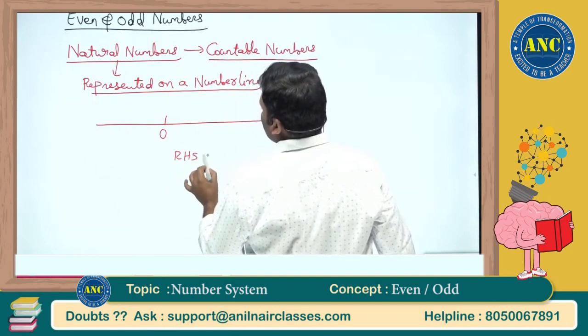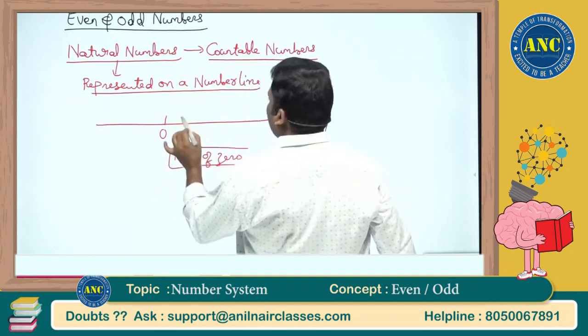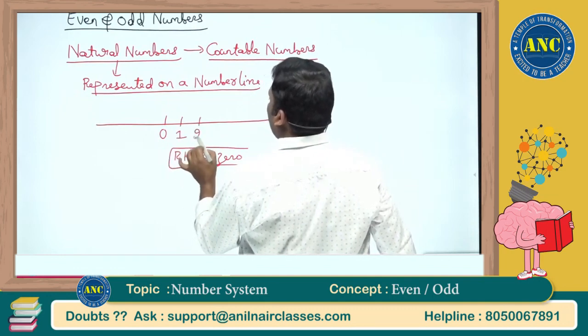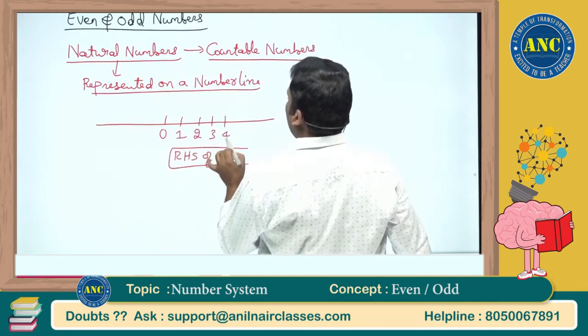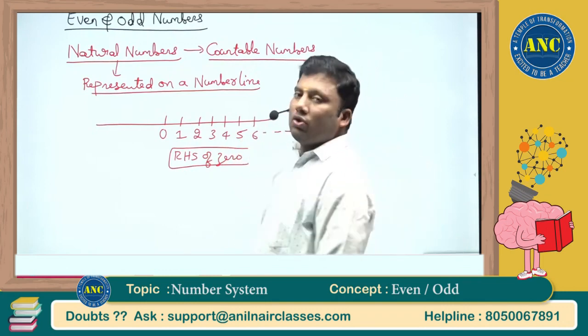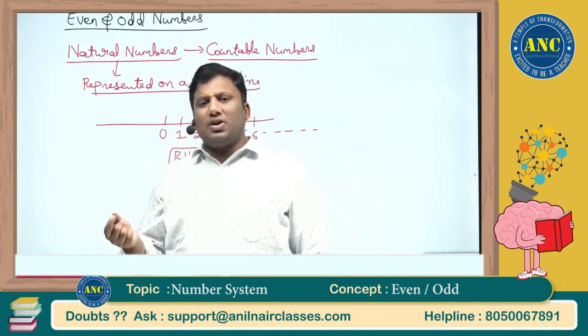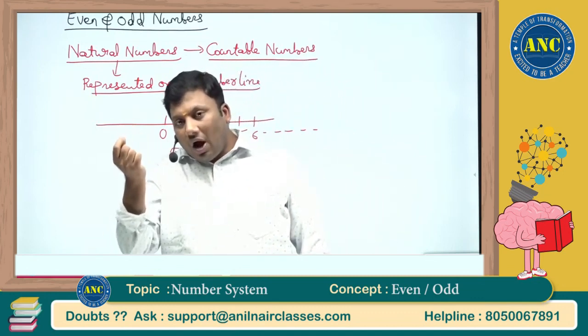Anything to the right hand side of 0 is called a natural number: 1, 2, 3, 4, 5, 6 and so on. What are natural numbers? Natural numbers are the numbers which can be counted.